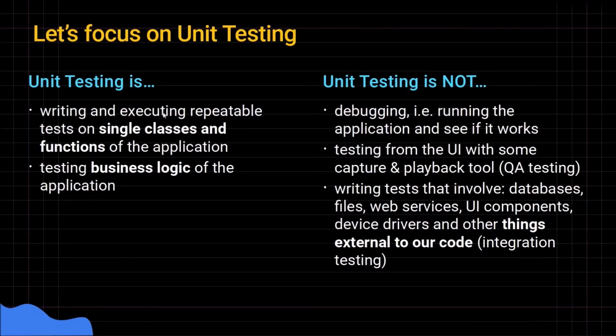What is it exactly? Unit testing is writing and executing repeatable tests on single classes and functions of the application. And it is testing the business logic of the application. Okay, so we focus on single classes and on business logic. Unit testing is not debugging. It is not running the application and seeing if it works. This is not unit testing.